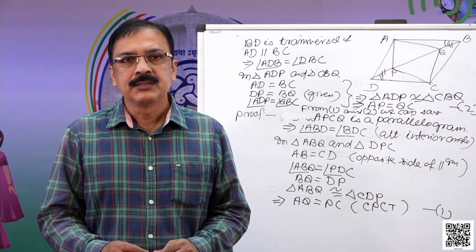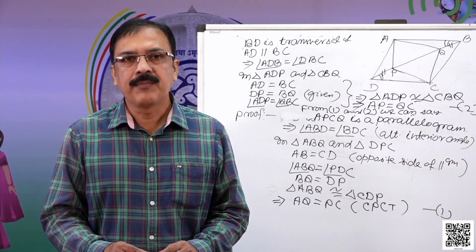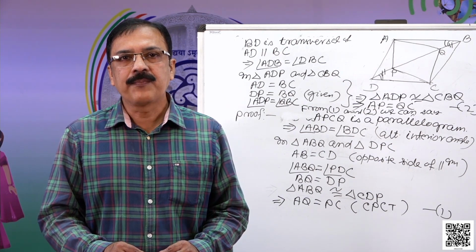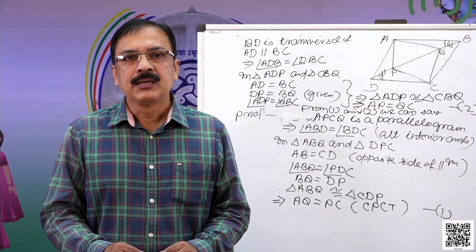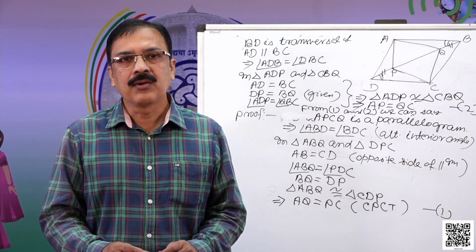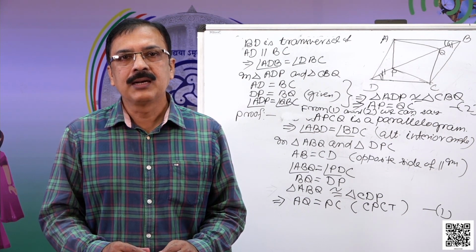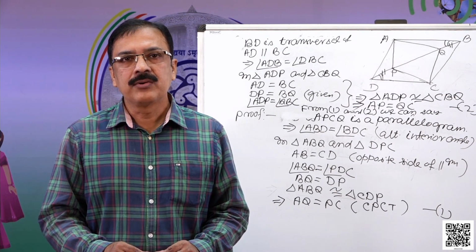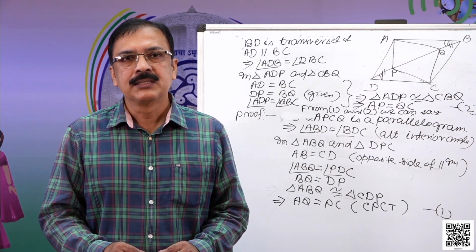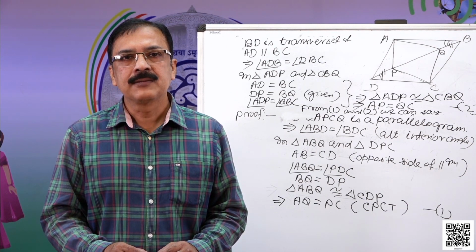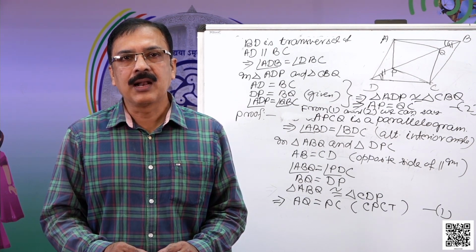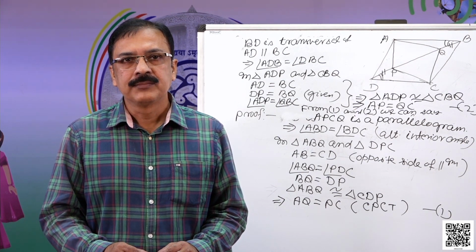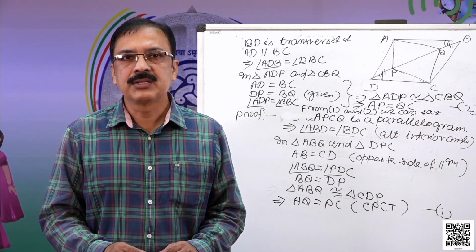Dear students, today we discussed one of the diagonal properties, that is, the diagonal divides the parallelogram into two congruent triangles, and also we discussed the opposite sides property, that is, the opposite sides of a parallelogram are equal. So dear students, this is time now.